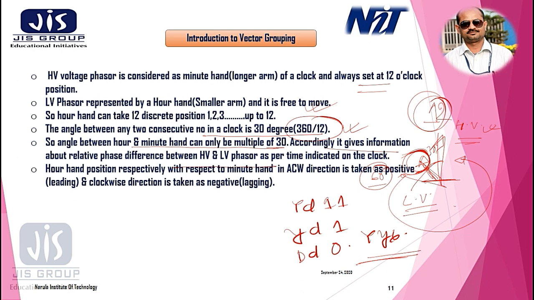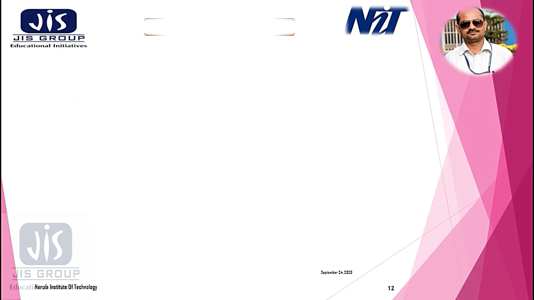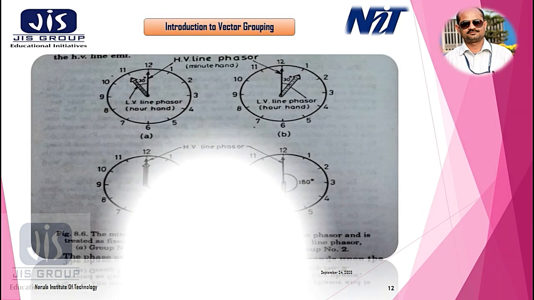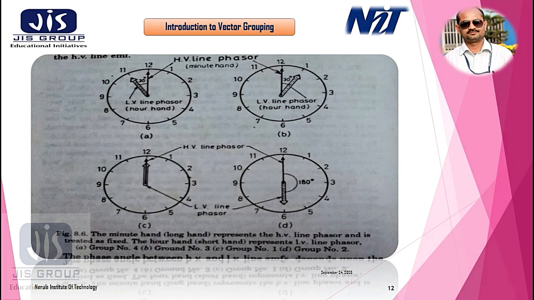So this is also, I have mentioned, anti-clockwise direction is taken as positive already, and clockwise rotation is taken as negative or lagging. Okay. Now, so these are the different nomenclature of clock method.